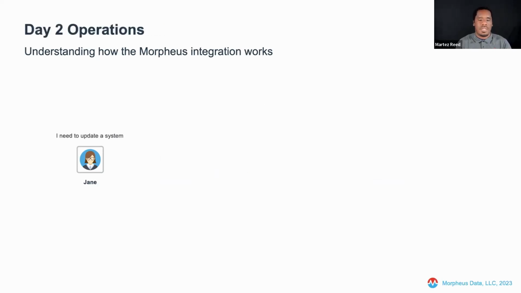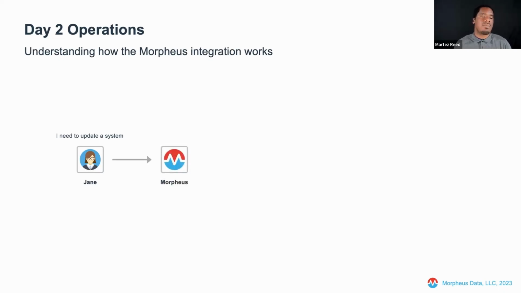As an example, Jane says, I need to update a system. So this could be any number of things. Could mean I need to update a package. Could mean I need to uninstall a package. Could be need to write a file, as an example. So let's take a look at what Jane's doing.